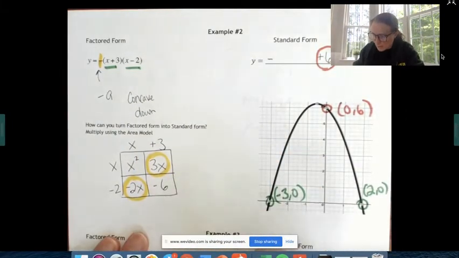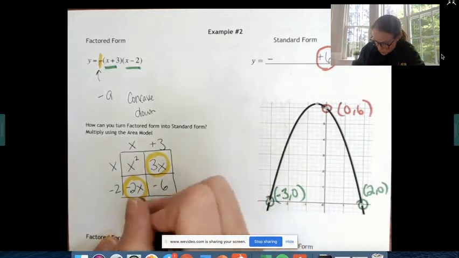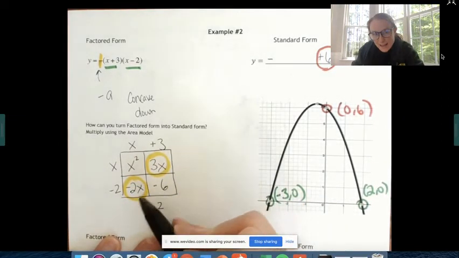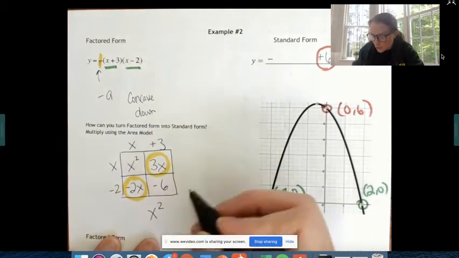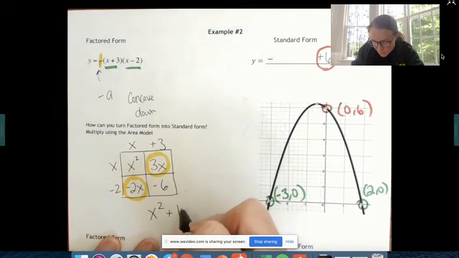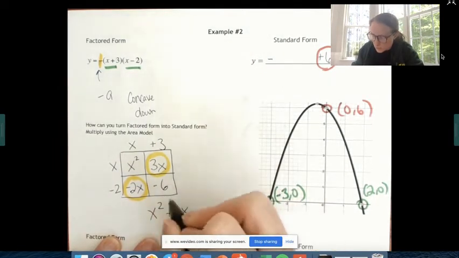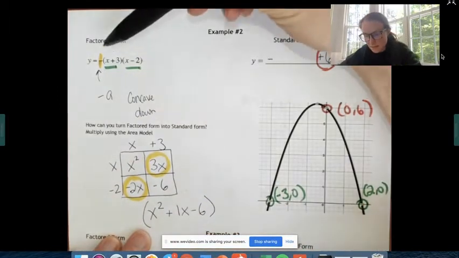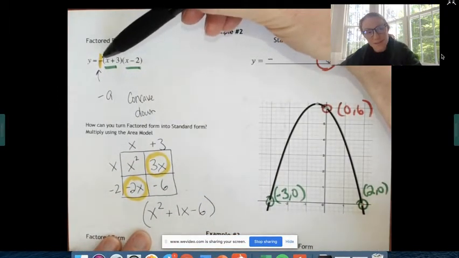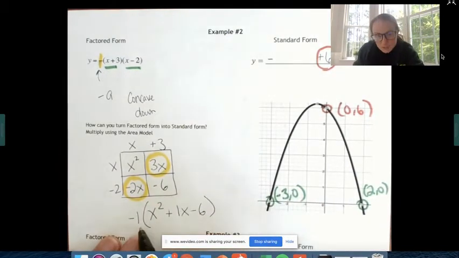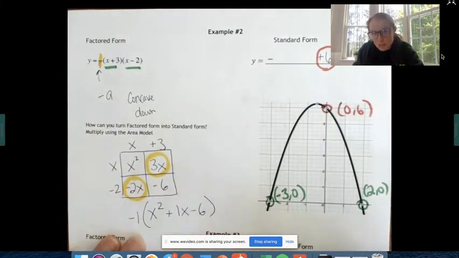So when I write this out, I'm going to start with x squared. And then when I add those together, 3 minus 2 gives me 1x left. So I'm going to write plus 1x. You don't have to write the 1 if you don't want to. And then minus 6. But I can't forget that factored form also had this -1 here. So I'm going to distribute in a negative to all 3 terms.